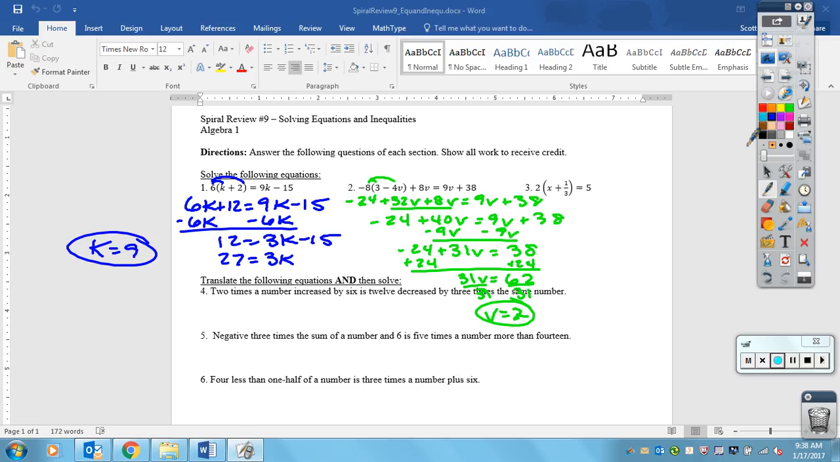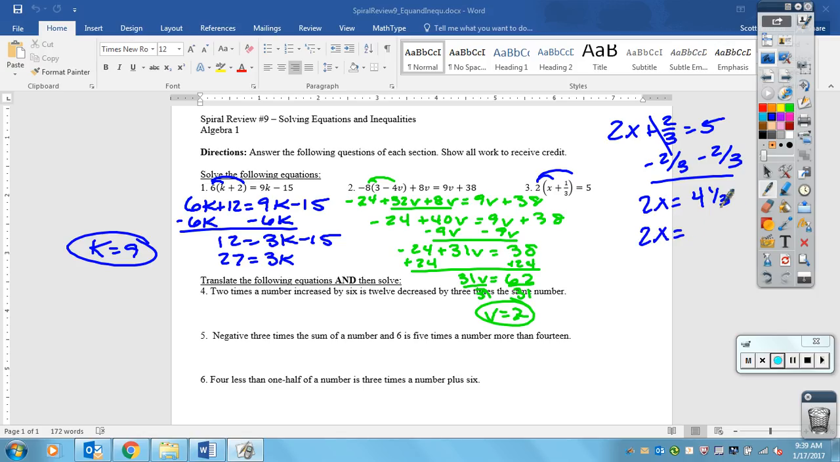Number 3, I certainly could distribute, so I will. 2x plus 2/3 equals 5. Minus 2/3, minus 2/3. Gotta know how to work with integers. 2x equals 5 minus 2/3, which is 4 1/3. Which is the same as 2x is equal to, multiply then add, 13 over 3. Divide this by 2, x equals 13 over 6. So x is 2 1/6 is your answer.